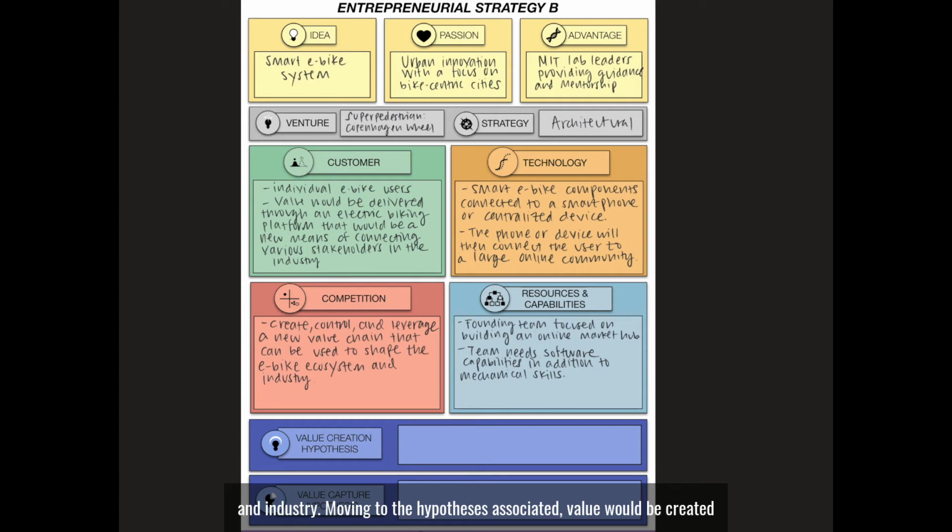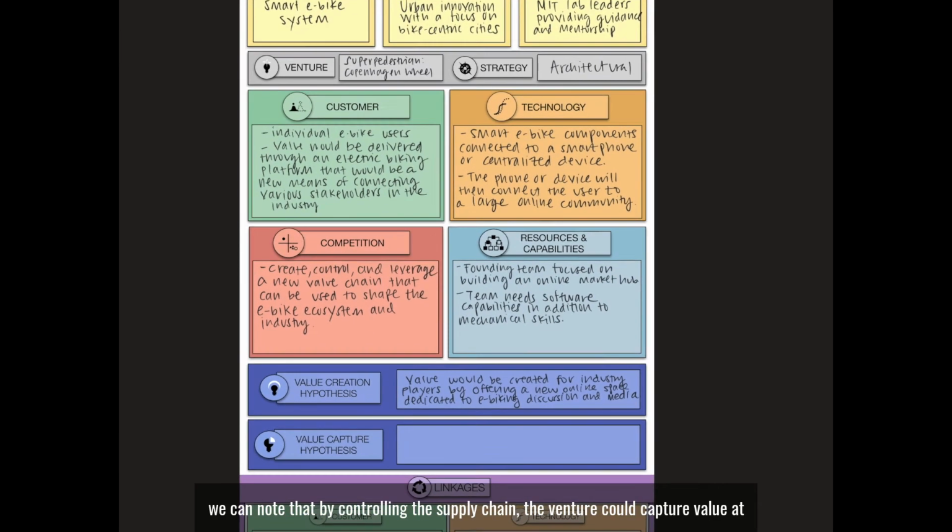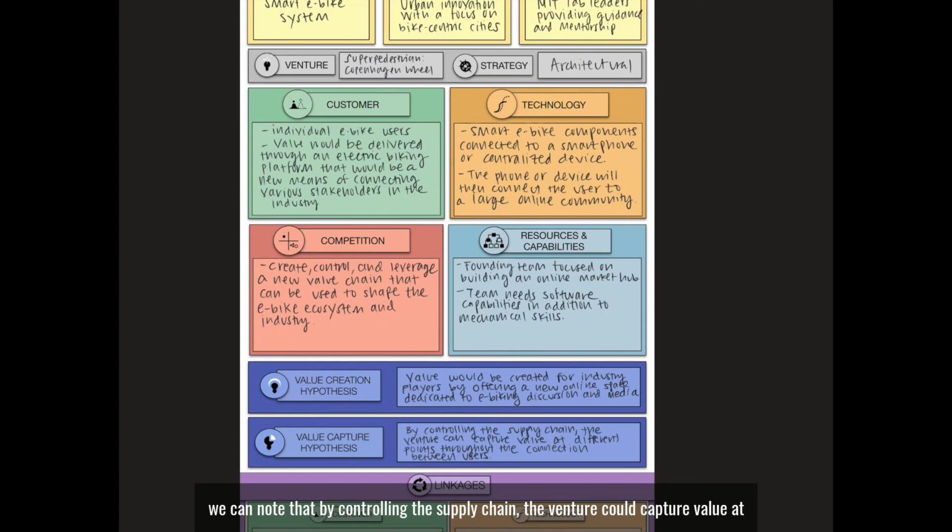Moving to the hypotheses associated, value would be created for bikers, bike manufacturers, e-biking enthusiasts, and more, because they would be able to interact in a space dedicated to the industry. And that's something that's never existed previously. And in our final box, we can note that by controlling the supply chain, the venture could capture value at different points throughout the interactions.